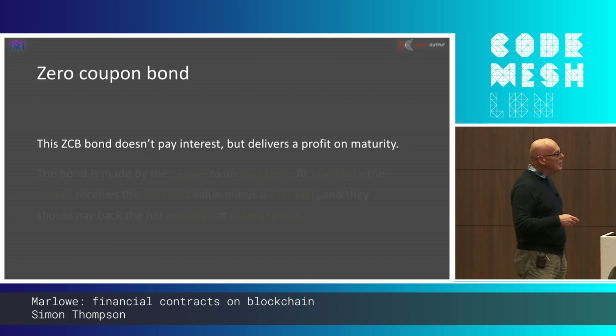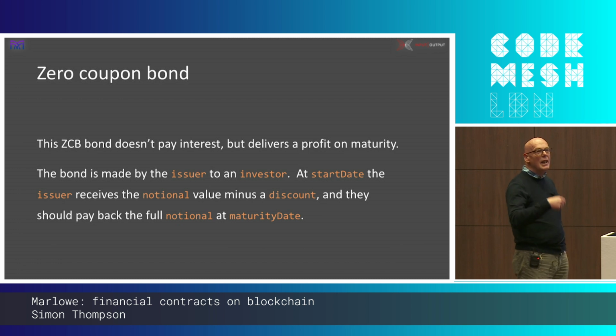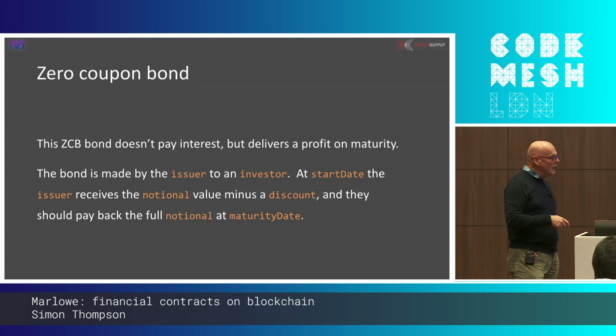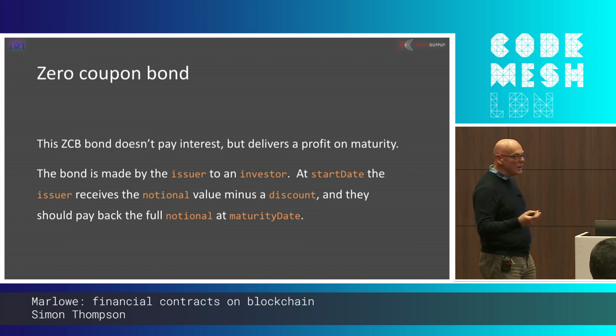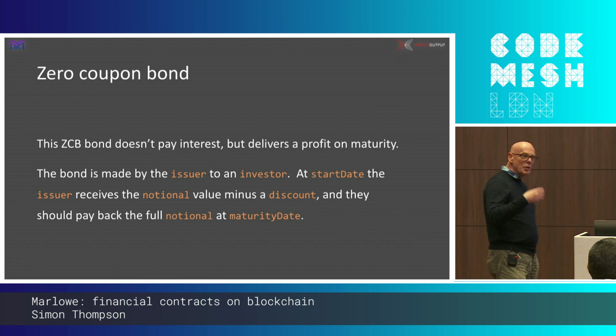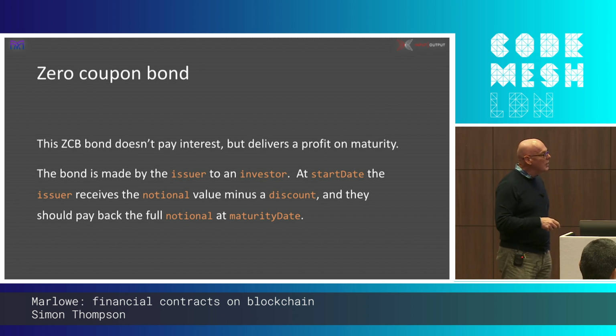So an issuer issues a bond to an investor, and at the start date they get the money from the investor, and what they have to do at the end date is pay that money back. For it to be worthwhile for the investor, they get the full notional value of the bond minus a discount at the beginning, but they have to pay back the full value at the end. So it's one of the simplest financial instruments, but it's effectively a loan. It doesn't pay interest, but it gives you a profit when it matures.